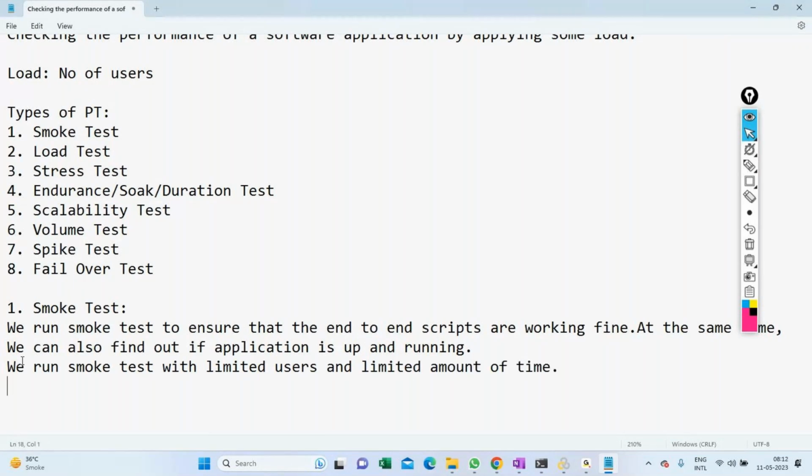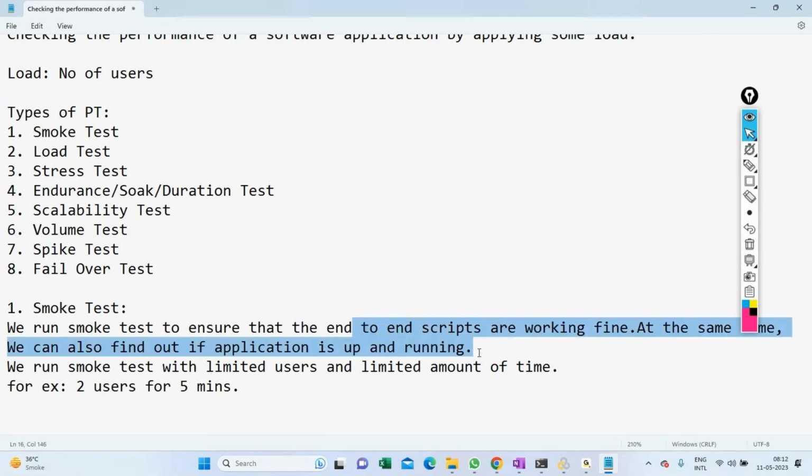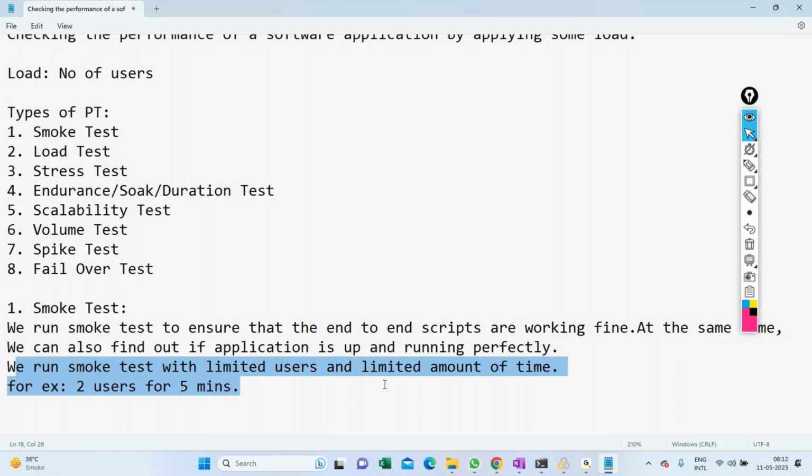For example, 2 users for 5 minutes, something like this. We need not run for hours together to know whether the application is up and running or whether our scripts are working fine, right? So generally we run the smoke test to ensure that the end-to-end scripts are working fine. At the same time, you can also find out if the application is up and running perfectly without any major issues. We run a smoke test with limited users and a limited amount of time. For example, 2 users, 5 minutes, something like that.